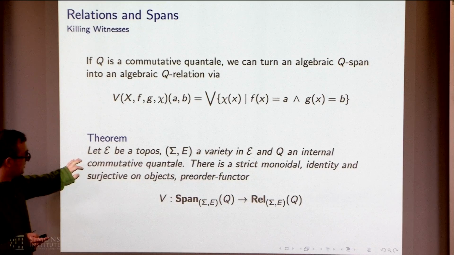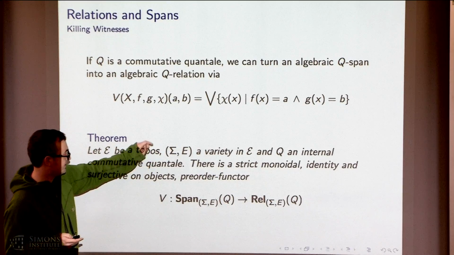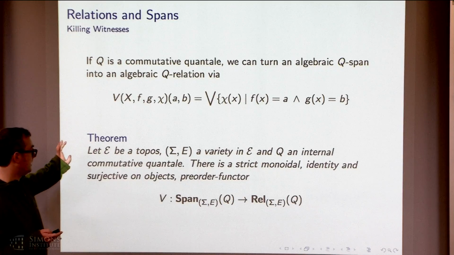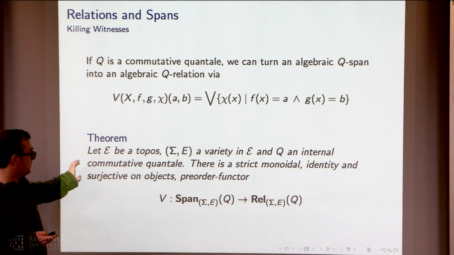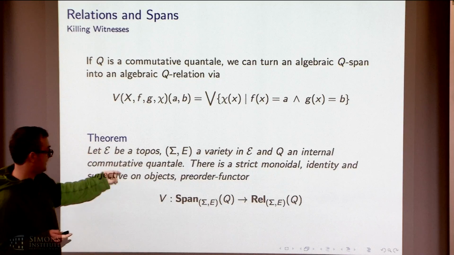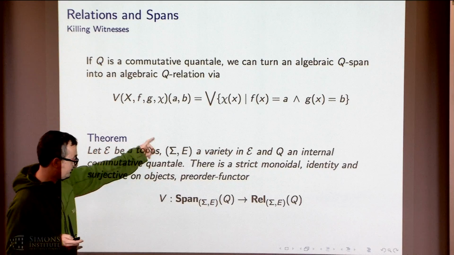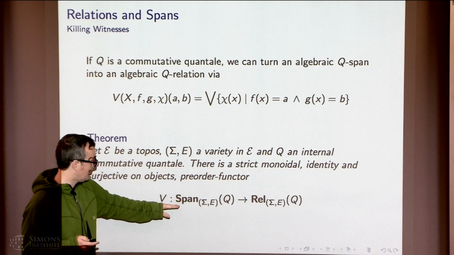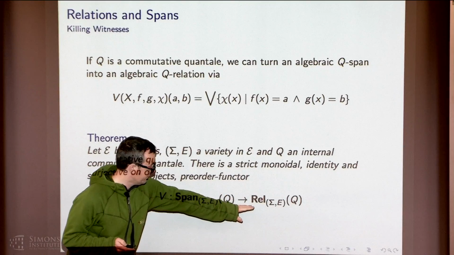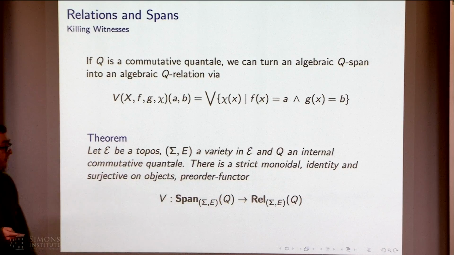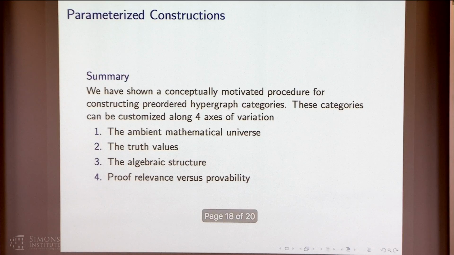So if we pick a topos as usual and an algebraic variety, and an internal commutative monoid in our topos, then we get a strict identity and surjective on objects pre-ordered functor, squashing our witnesses down basically in order to find the best one in our category of relations, so we can relate these together. So what does it mean to be identity and surjective on objects? Because they are the same objects, it's going to send it to the same object, and it means it hits everything as well.